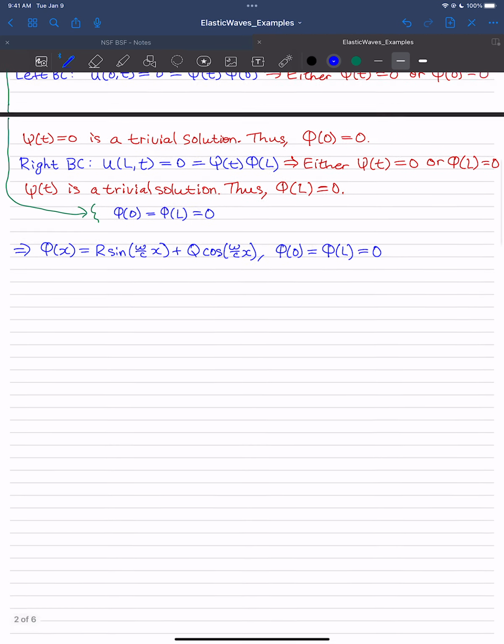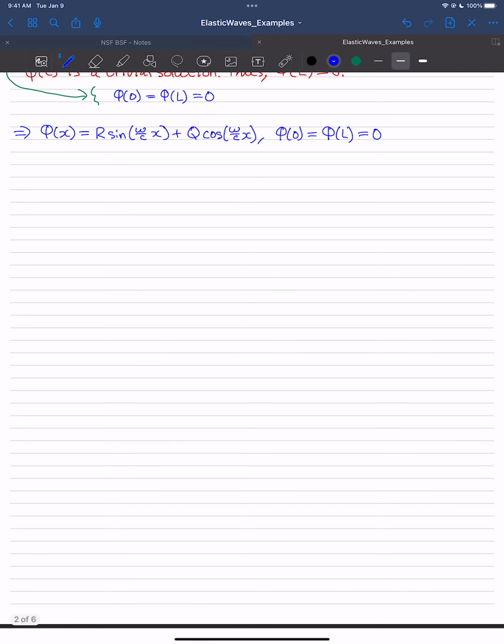What we now want to do is apply the first boundary condition. We always want to apply the boundary condition at phi of 0 first, if we can, because that will usually allow us to eliminate something. If you have a spring or a mass at the end, things are a little more complicated. But if you have a fixed boundary or a free boundary, you should always apply the boundary condition at x equals 0 first, because it will usually allow you to eliminate one of the terms.